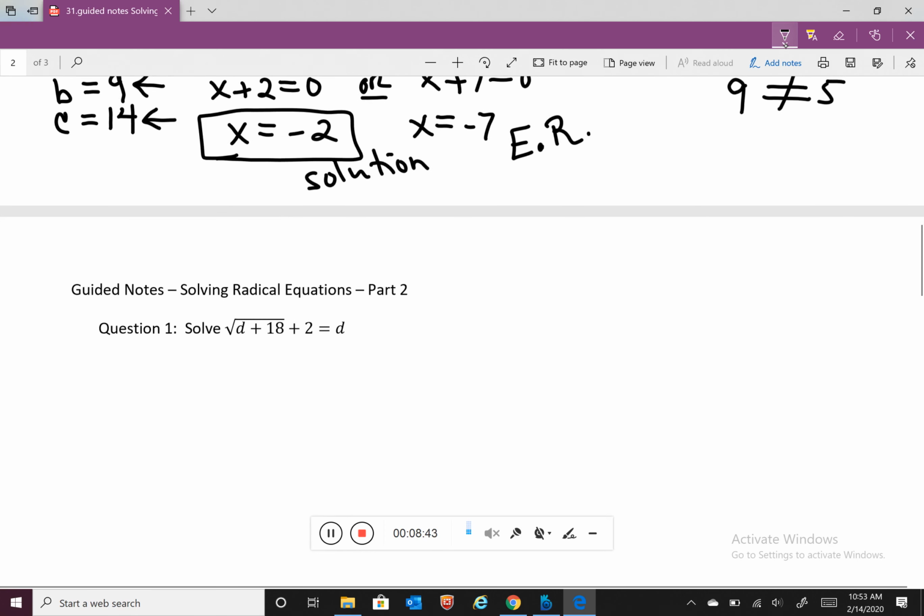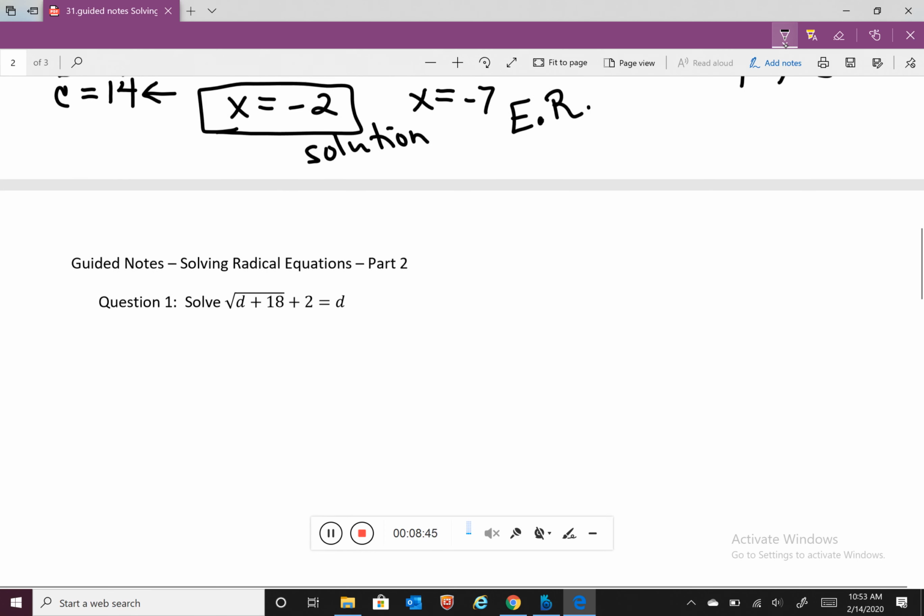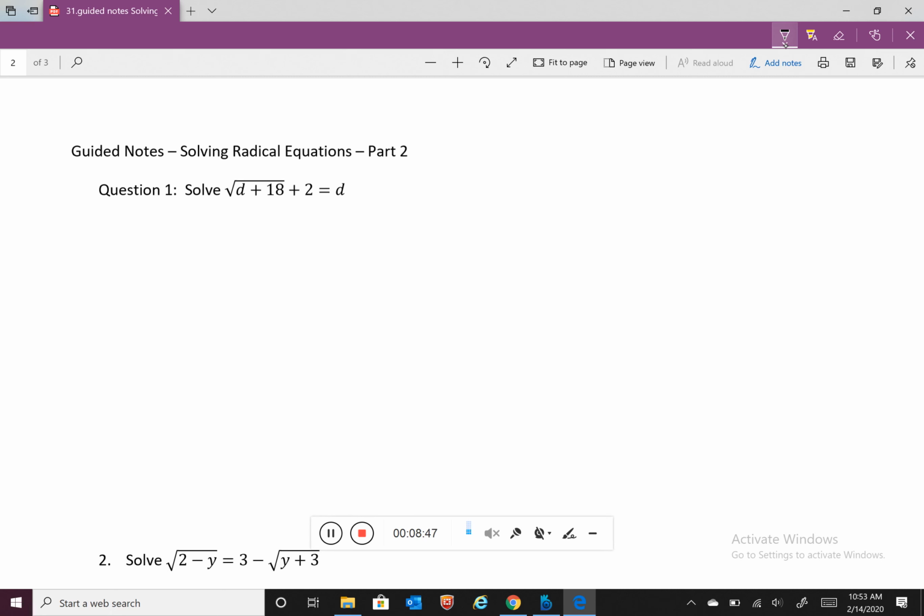Your question is to solve the square root of d plus 18 plus 2 equals d.